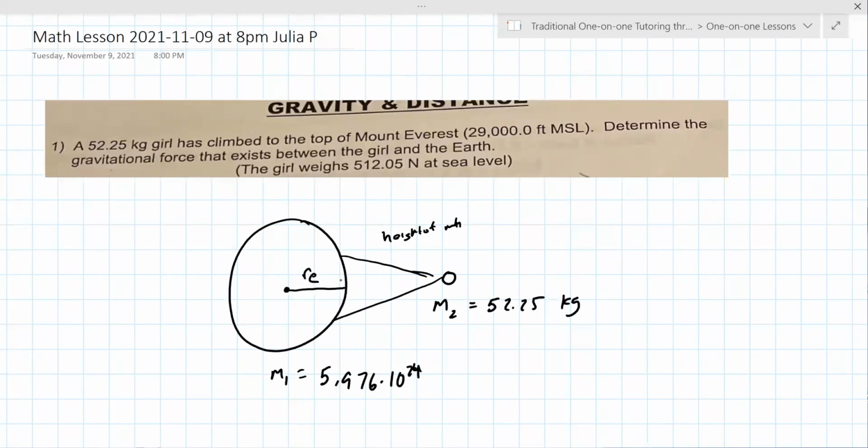So it's the radius of the Earth. The radius of the Earth is 6.378 times 10 to the 6th meters. And this height, this distance here that we have to add to it, we need to figure that out. So it's 29,000 feet. But then we have to convert feet to meters.